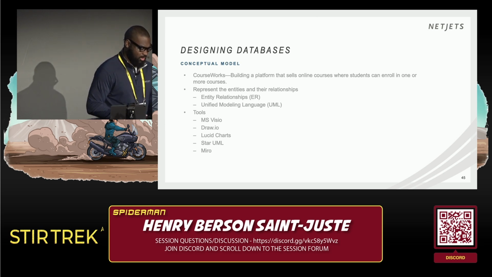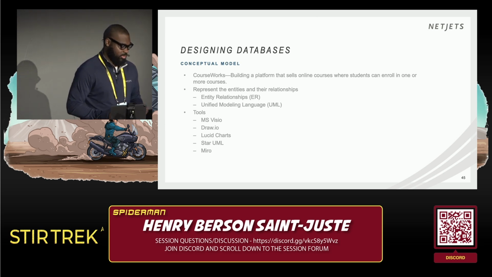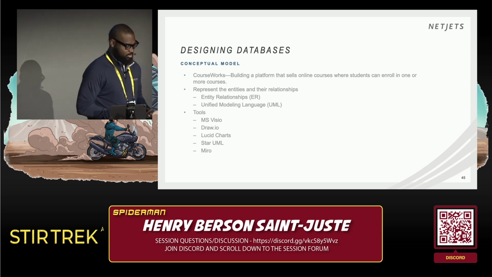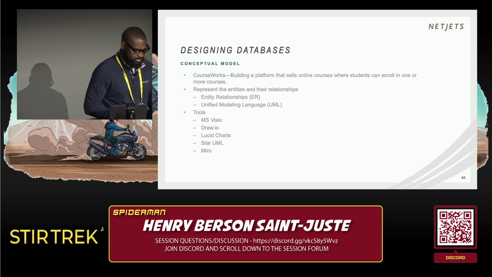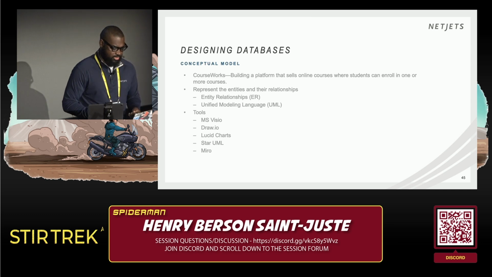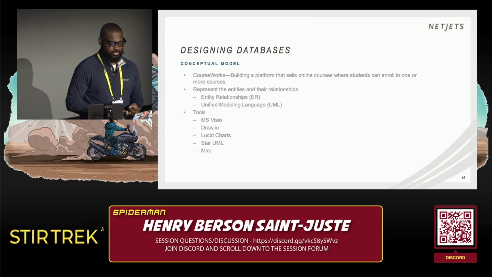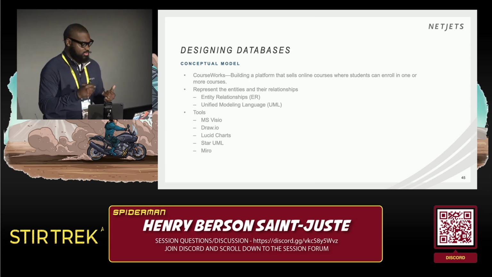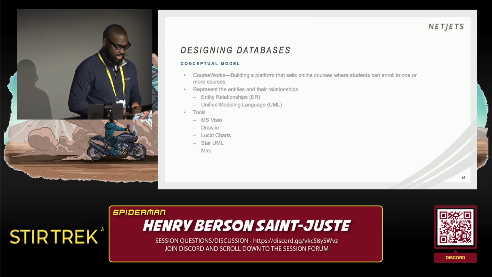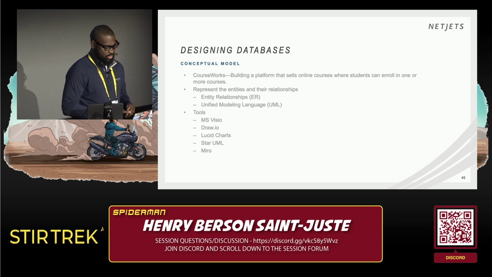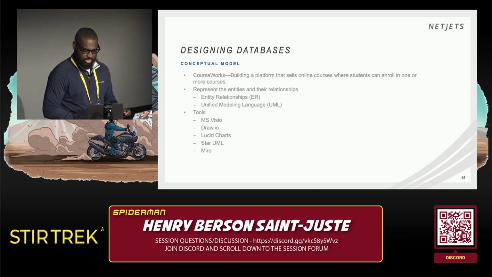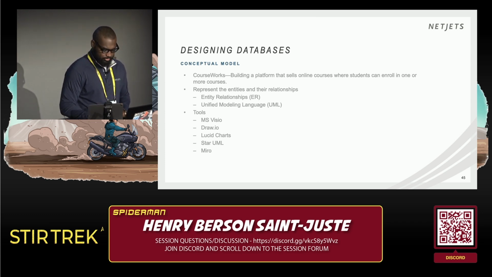So the conceptual model that we're going to go through now is CourseWorks. We're going to be building a platform that sells online courses where students can enroll in one or more courses. And we're going to represent the entities and their relationships, and then we're going to use unified modeling language. The tools you can use for that conceptual model include Microsoft Visio, Draw.io, Lucidchart, StarUML, or Miro. For this exercise, we're going to use Draw.io.